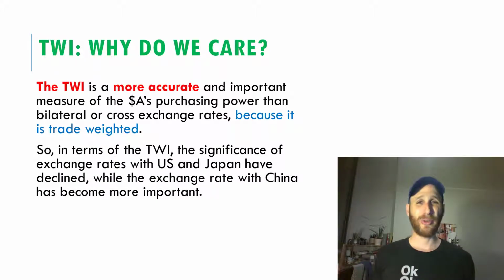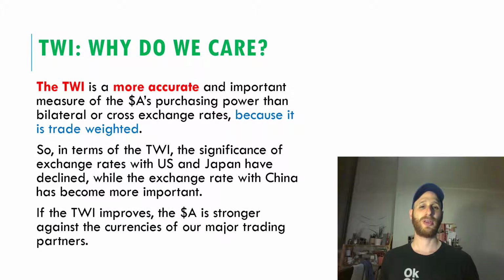So for example, in terms of the TWI, if we're looking at how it's calculated, the significance of exchange rates with the US and Japan have declined, while the exchange rate with China has become more important. Think about it this way. If the TWI improves, then the Australian dollar is stronger against the currencies of our major trading partners. Likewise, if the TWI declines, then the Australian dollar is weaker against the currencies of our major trading partners.